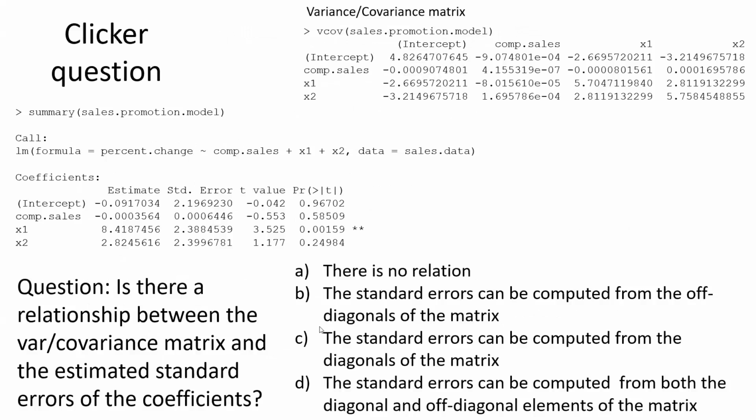So here's a clicker question for you. We have the variance covariance matrix for this data. We have the estimate, standard errors, and so forth. And the question is, do we learn anything from the variance covariance matrix about the estimated standard errors here? So I will leave you to answer this question and move on.